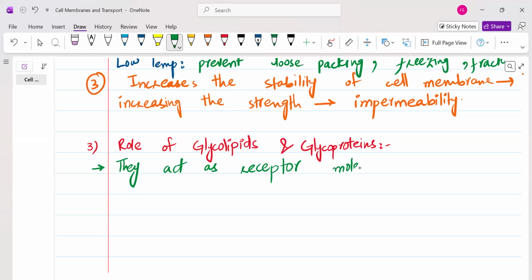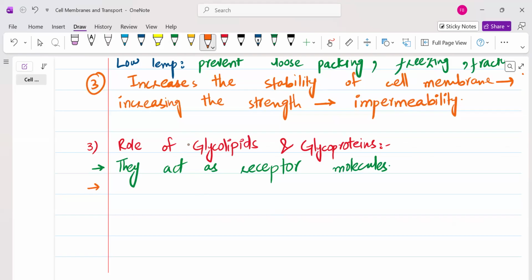Okay, and then, what does it mean if they ask you how glycolipid or glycoprotein act as a receptor molecule? So what can be your answer? You will say that these molecules will bind those ligands, they will bind the hormone or drug with them, and then they will respond to it. Okay, so they act as a receptor molecule.